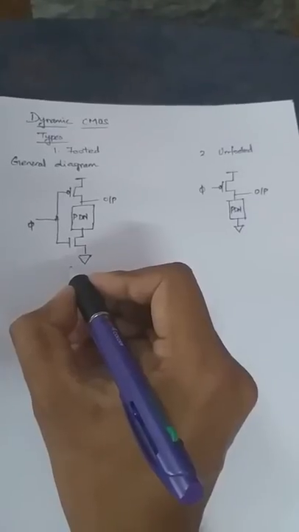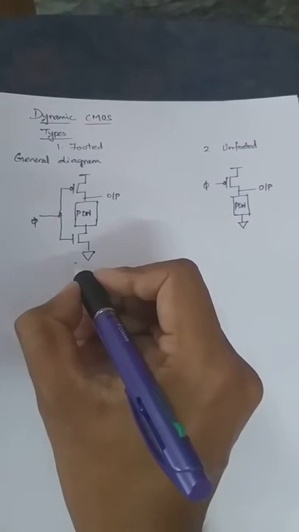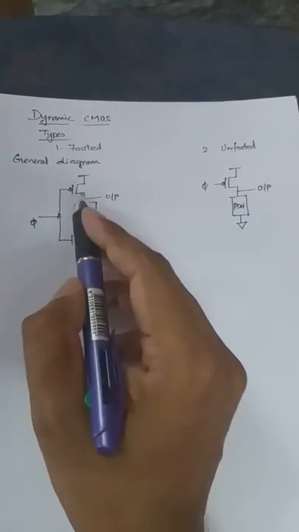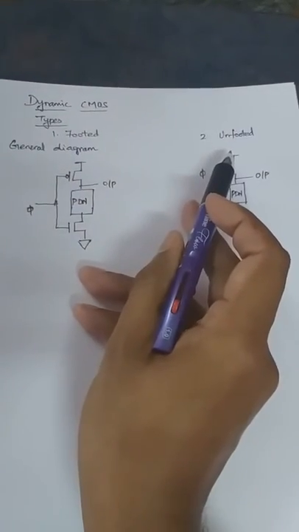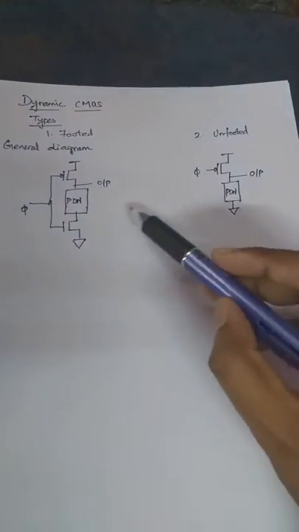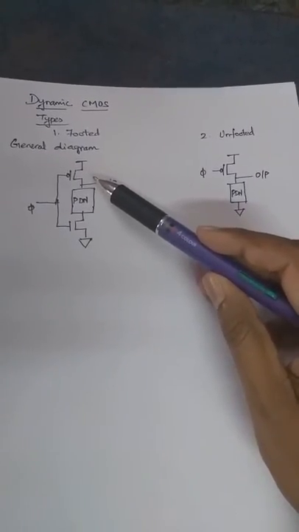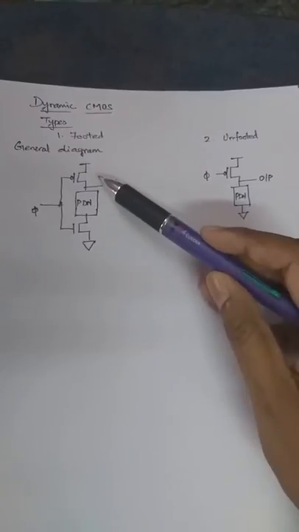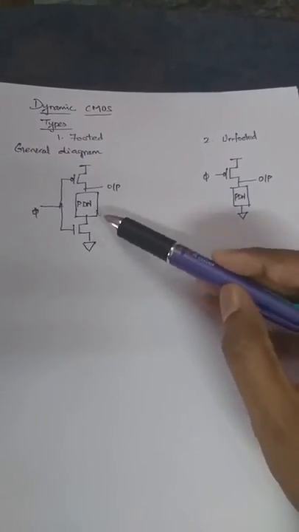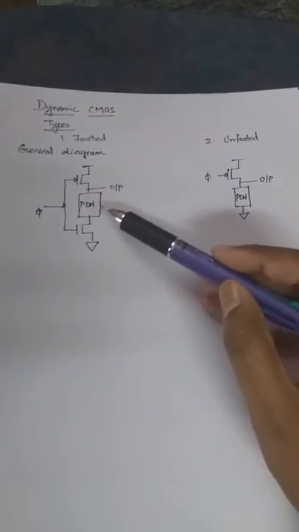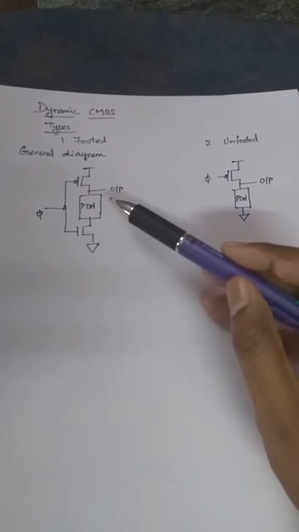Hello everyone. The topic today we are going to see is realization of a given Boolean expression using Dynamic CMOS. There are two types in Dynamic CMOS. One is footed type, another one is unfooted type. The general diagram for footed logic will have a PMOS and an NMOS. The PMOS is connected to the source and the NMOS connected to the ground terminal, and in between them we will have the pull down network. That is, it will have a series of NMOS transistors.